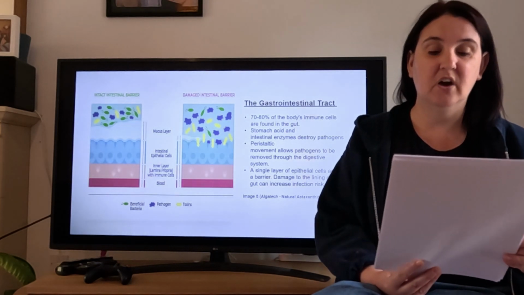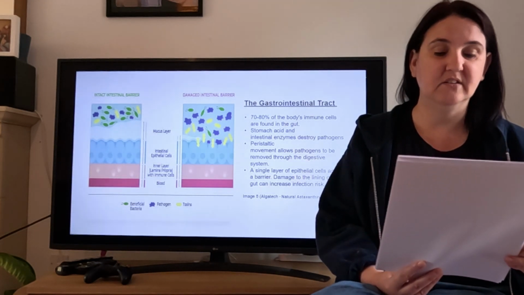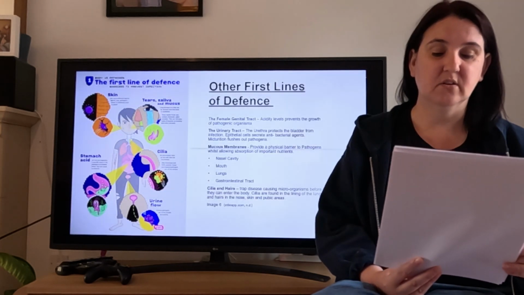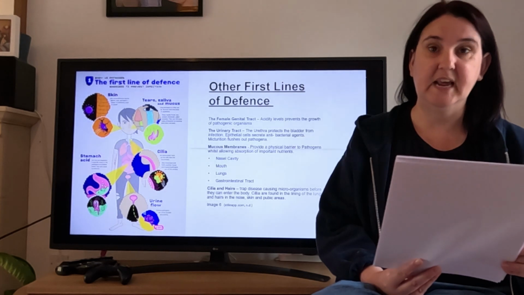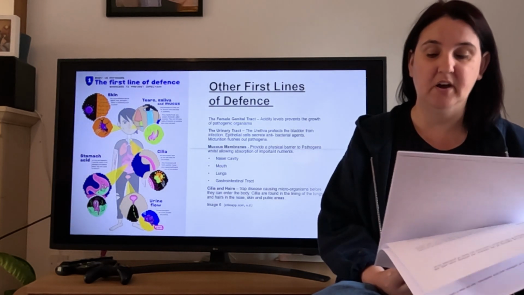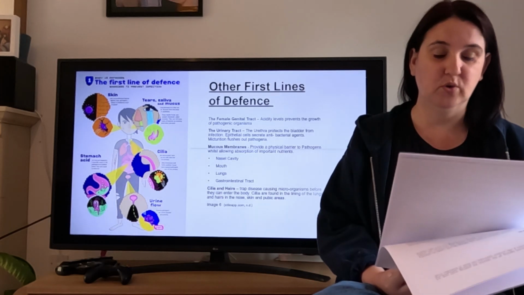Damage to the lining of the gut or an imbalance in gut flora can lead to pathogenic organisms entering the body. The female genital tract mucosal surfaces contain antimicrobes, and the pH of the vagina, which is normally between 3.8 and 5, prevents growth of pathogenic organisms.